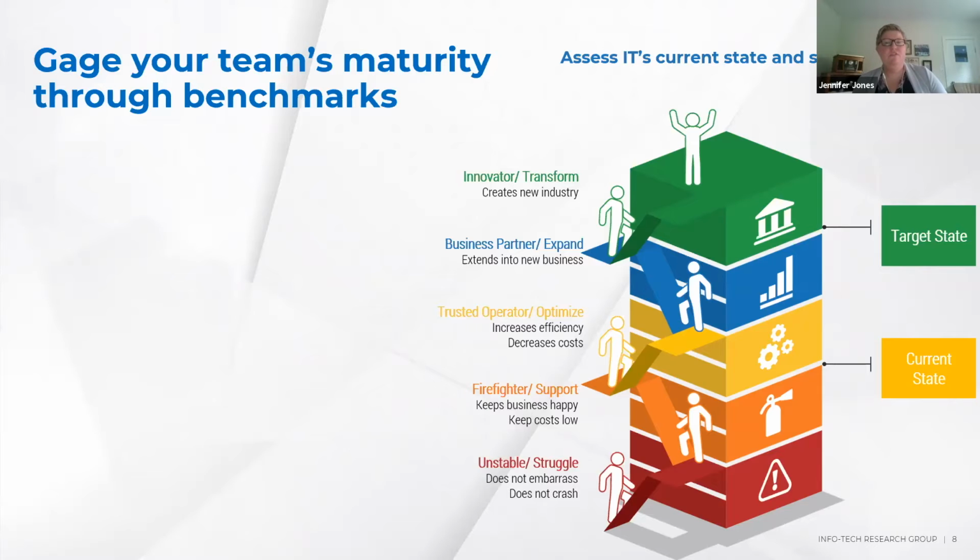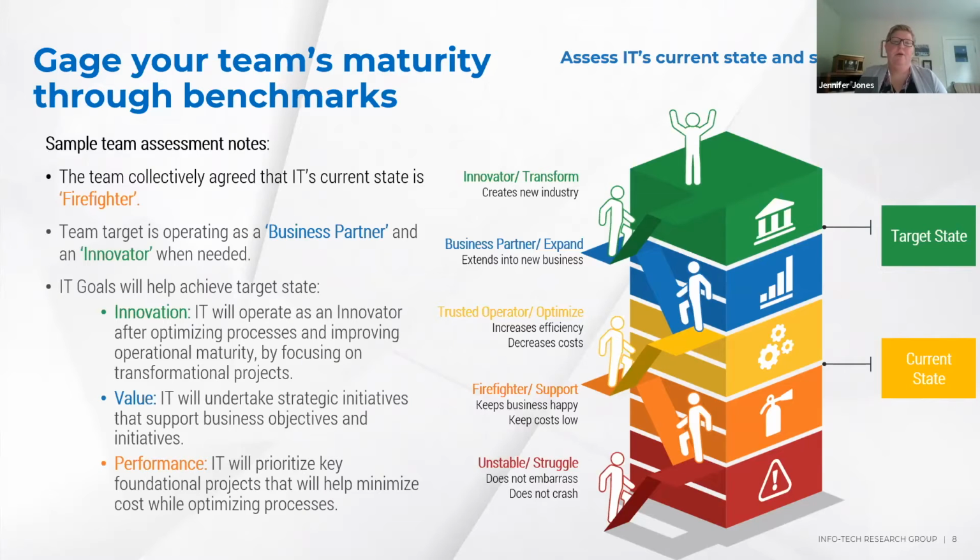Again, we use these benchmarks to have a discussion about where they are today and where they'd like to be. This is an example of some of the assessments that we would speak about with our membership. In this example, the team target is business partner or innovator. Some of the goals that they're going to establish to achieve that include an emphasis on innovation, value, and performance. Under the value statement, IT will undertake strategic initiatives that support objectives. This is just sample language.